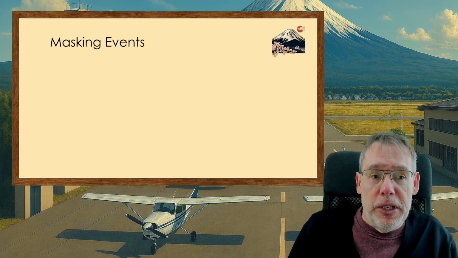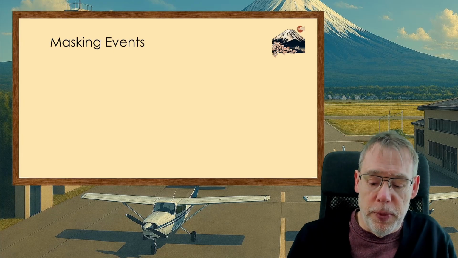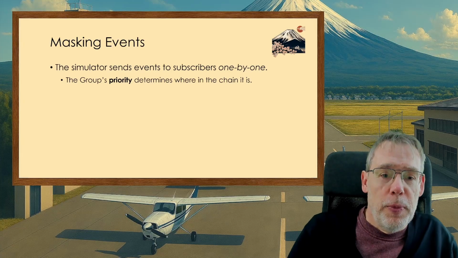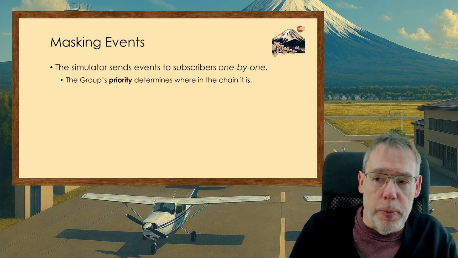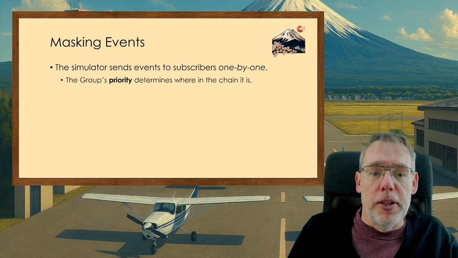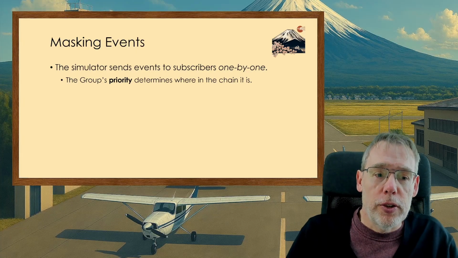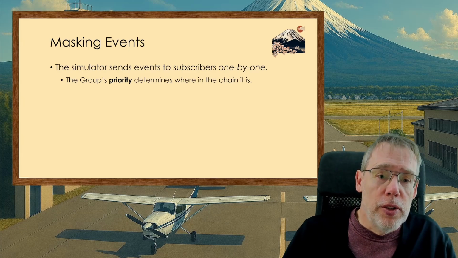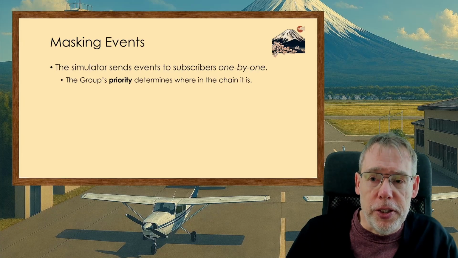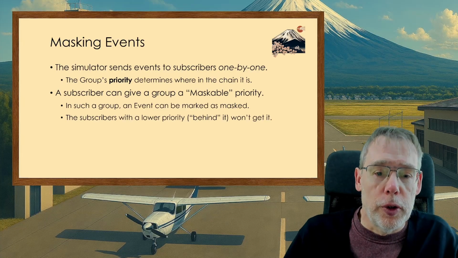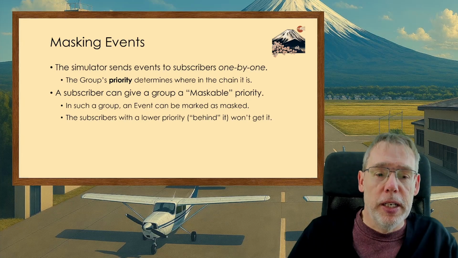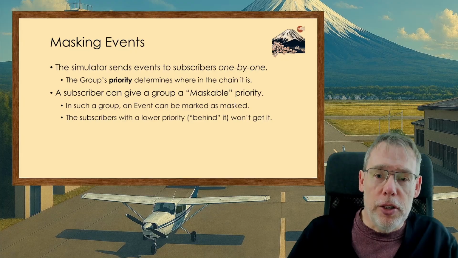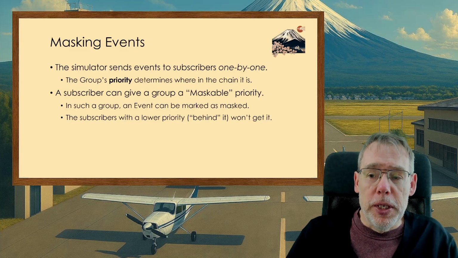And yes, I said masking events. We can prevent the simulator from sending on all the events that we get. The simulator sends events to subscribers, and they are sent one by one. Events are put into groups, and that group priority determines where in the chain this event will be delivered to our application. A subscriber can give a group a maskable priority, and if you give it a maskable priority, you can mark individual events in that group as being masked.